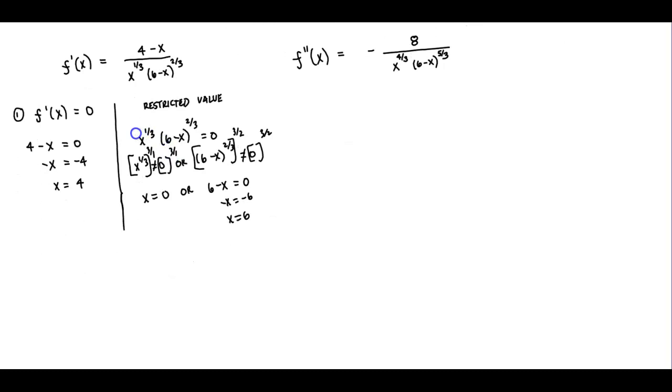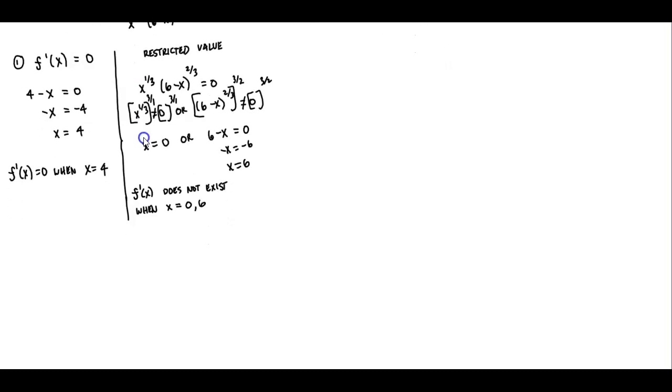So keep in mind here, and then we're going to write this out, that we know that f prime of x is equal to 0 when x is equal to 4, and f prime of x does not exist when x is equal to 0 or 6. But we do know that the critical numbers are 0, 4, and 6.